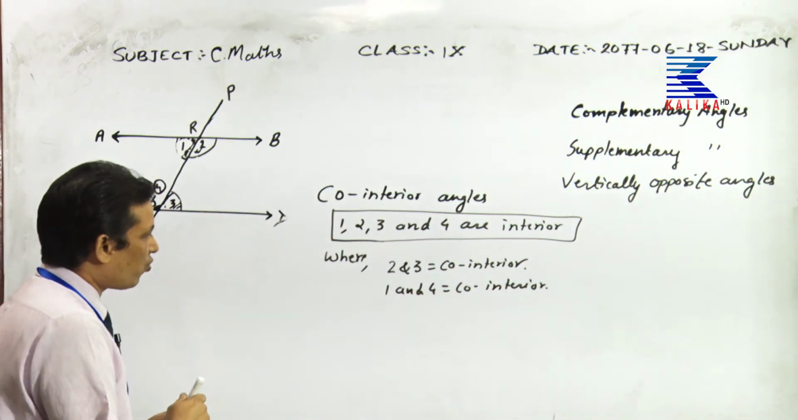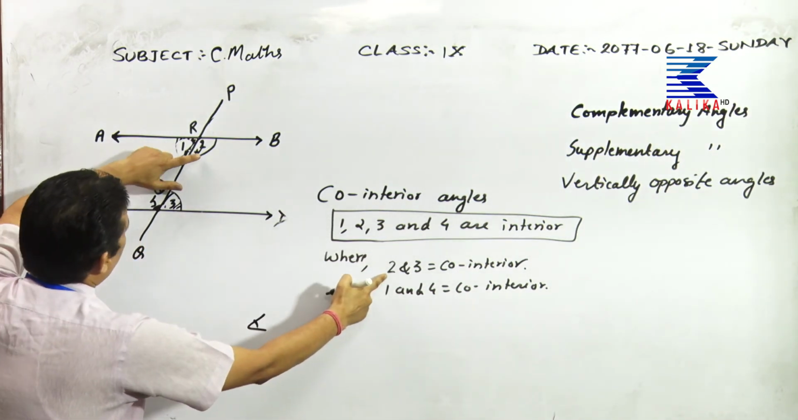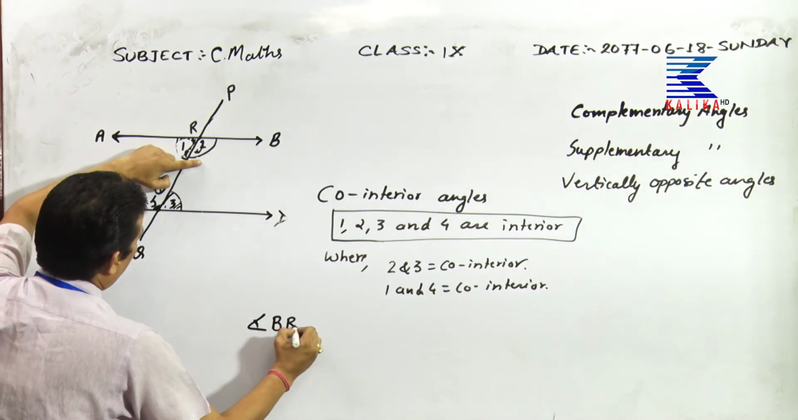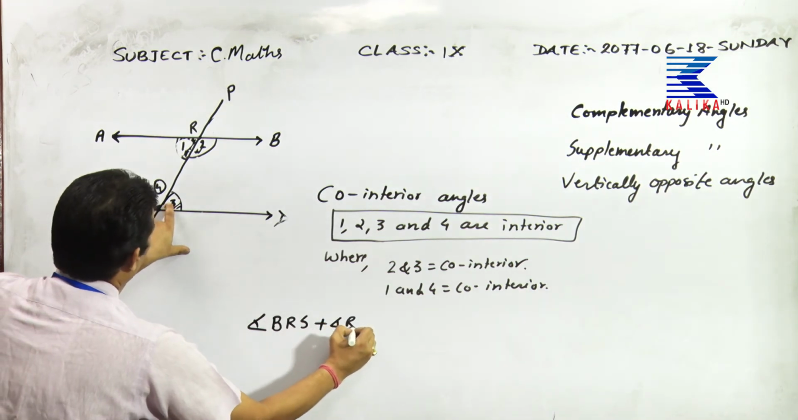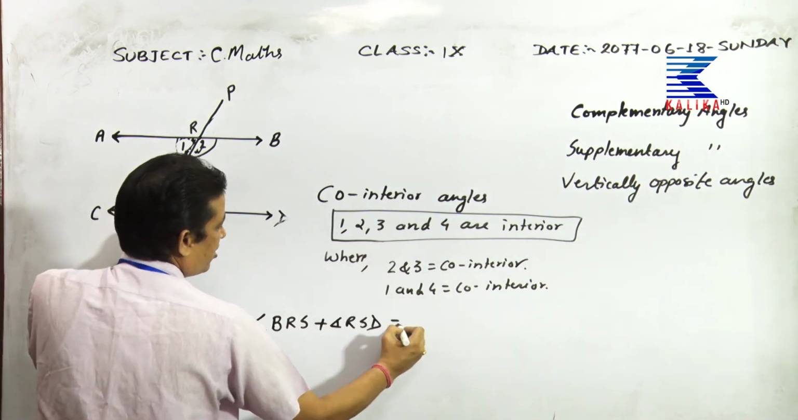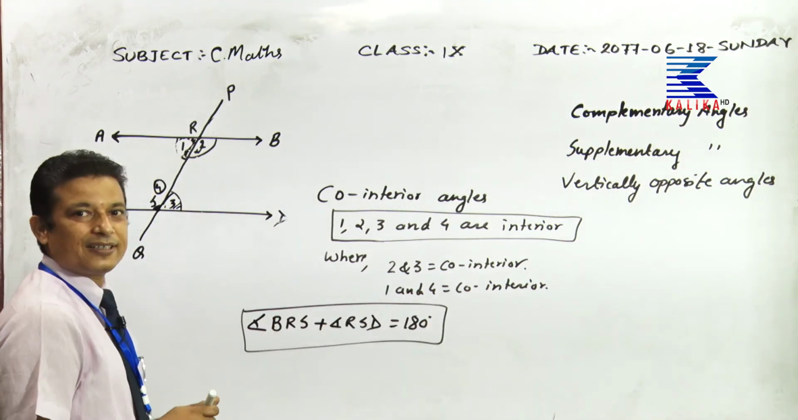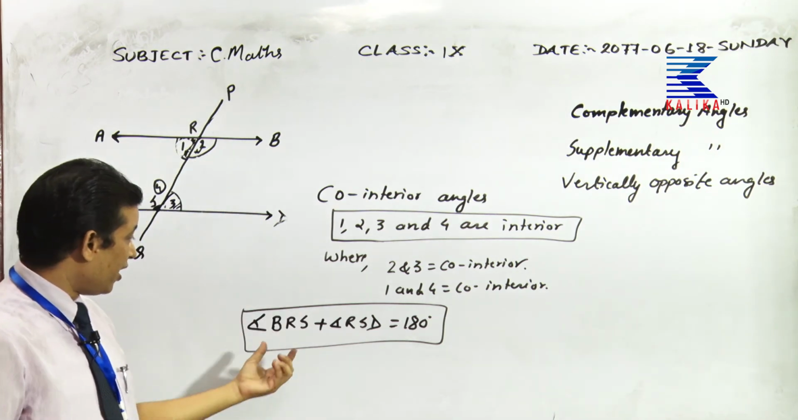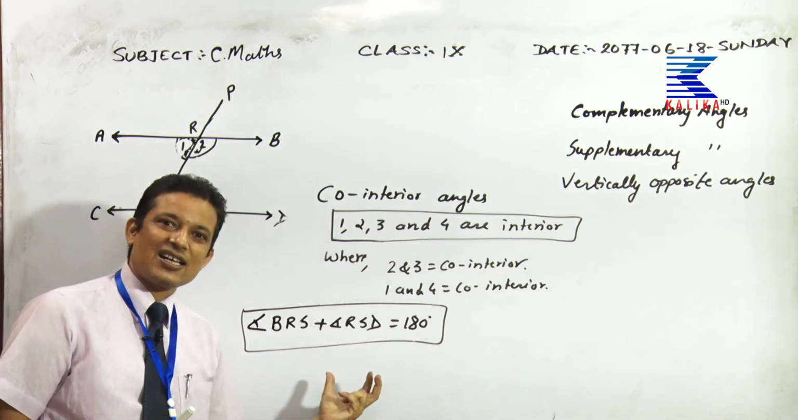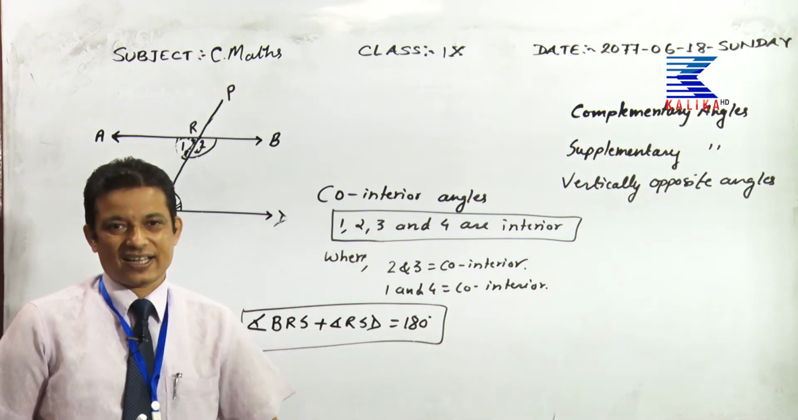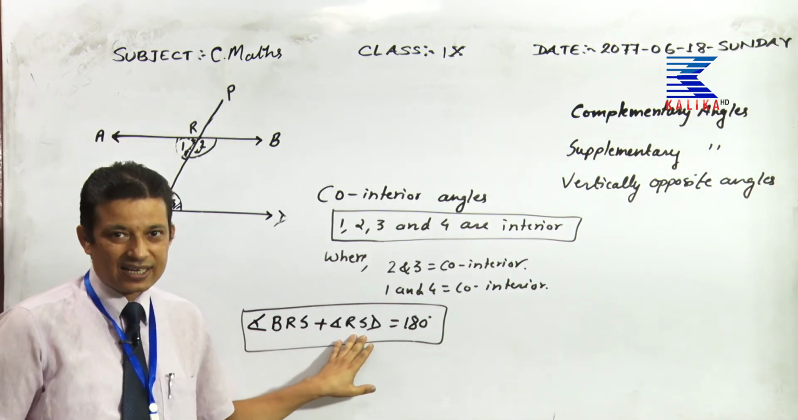And the relation between co-interior angles is, like, what are co-interior angles? Angle 2 and 3, name it please: angle BRS plus angle RSD is equal to 180 degrees. And I have already shown you, if the sum of two angles is 180 degrees, such angles are called supplementary angles. This angle BRS is the supplementary pair of angle RSD.